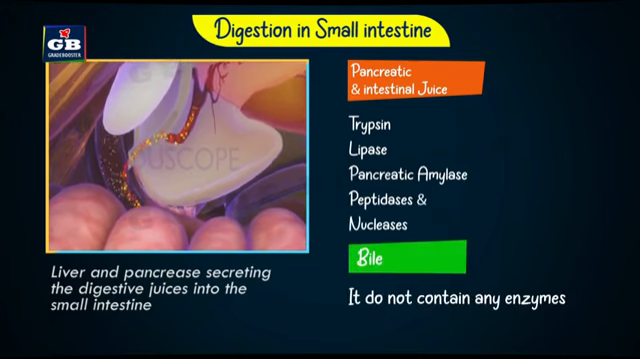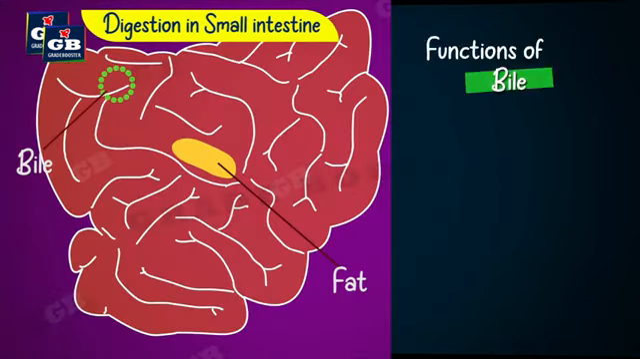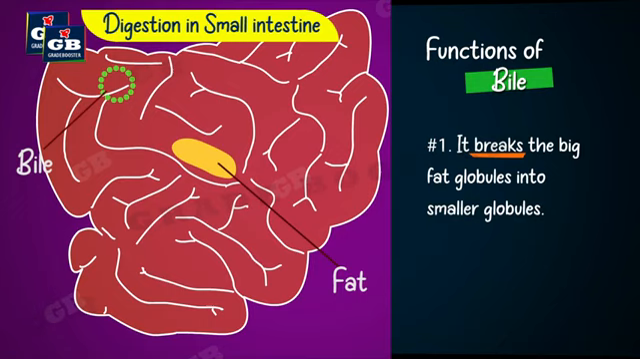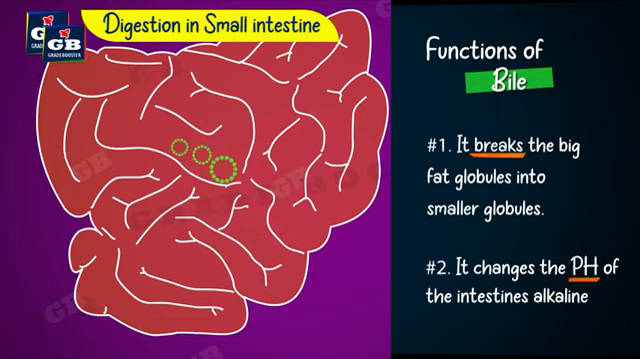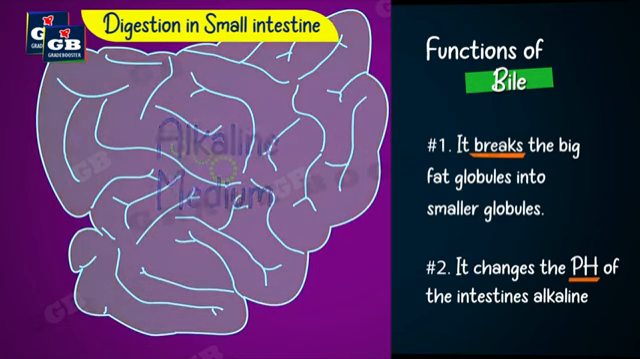Bile does not contain any enzymes, but it does two important things. One, it breaks the fat globules into smaller globules, so that the action of enzymes on fats becomes easy. Two, it changes the pH of the intestines to alkaline because the digestion of fats and carbohydrates takes place in alkaline medium.